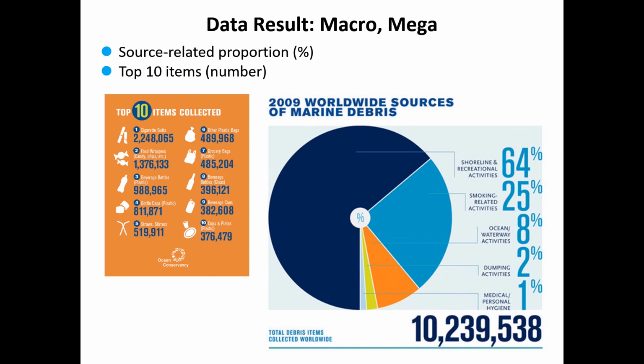The good thing about macro litter research is that you can get a lot of information about the cause or source of the occurrence. You can tell whether it comes from shoreline activities or from smoking. By identifying the top 10 items, you can see which litter is the most abundant and what should be reduced first.